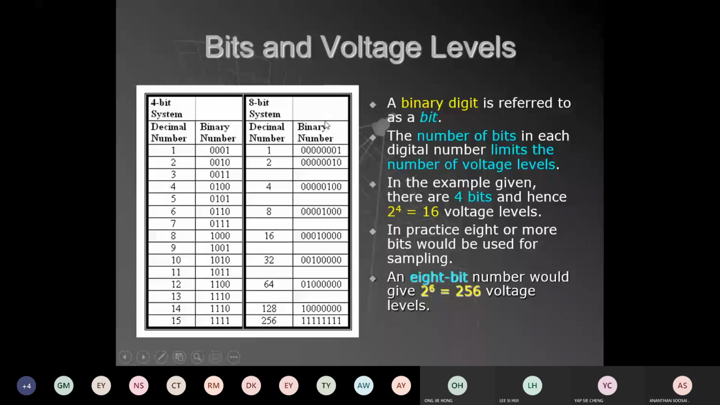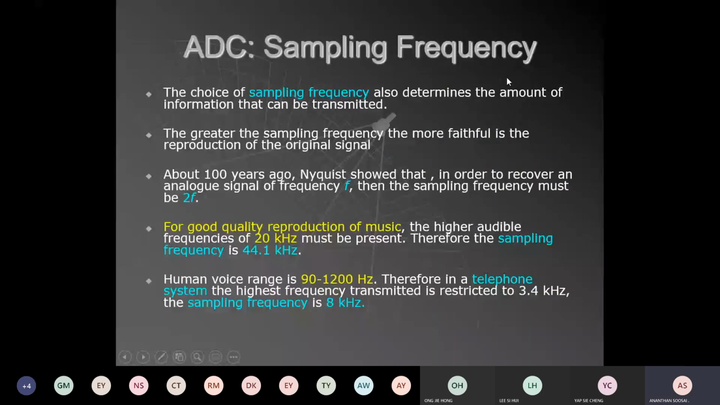But now, what sampling frequency do you use? The choice of sampling frequency also determines the amount of information that can be transmitted. The greater the sampling frequency, the more faithful the reproduction of the original signal. The width of the steps is smaller.